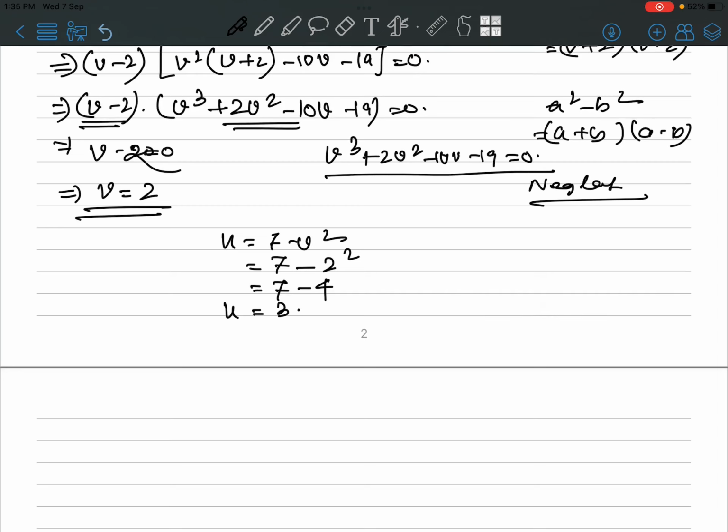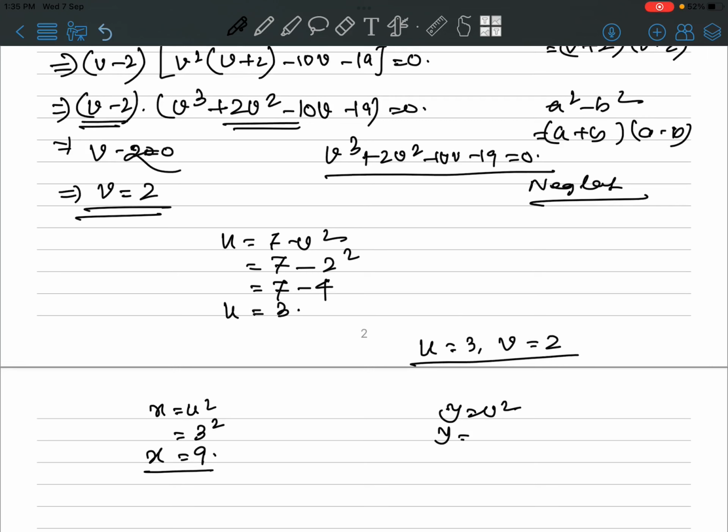Now at the inception we took x as u square and y as v square. As we are getting u as 3 and v as 2, we are going to replace u with 3. Now 3 square, so x equals 3 square, which means 9. Now in place of v we are going to put 2, so y equals 4. What is the final value? x is 9 and y equals 4.